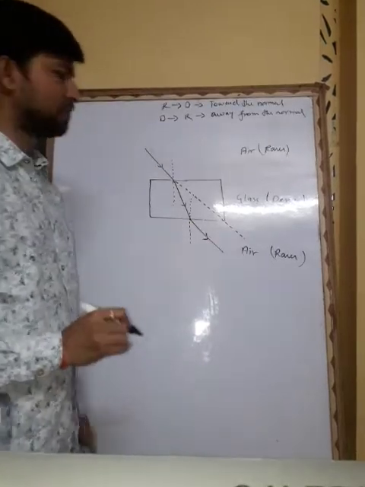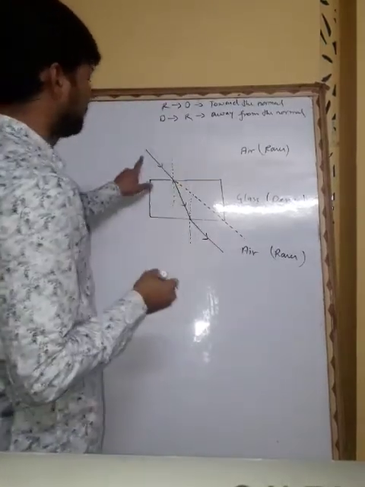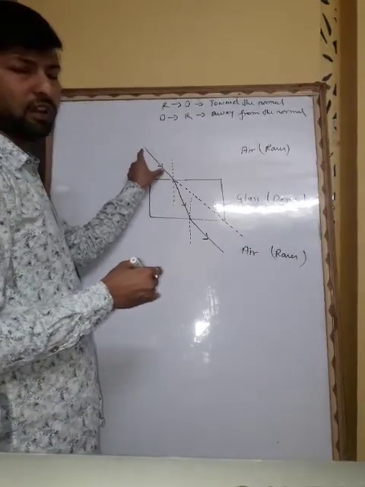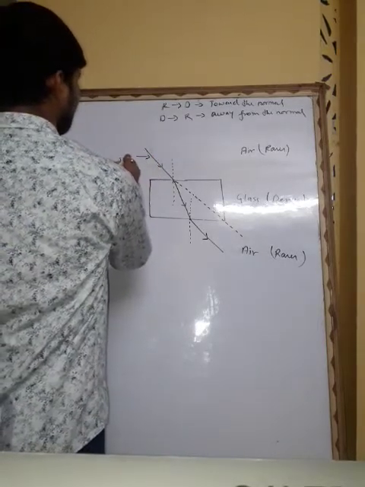So if we draw the original ray from the incident ray, we get parallel rays. This is the parallel ray. What we see is that the ray which is falling obliquely on the glass is called the incident ray.